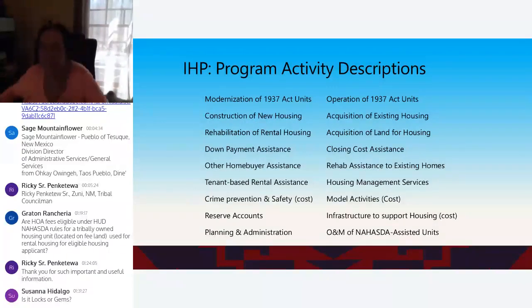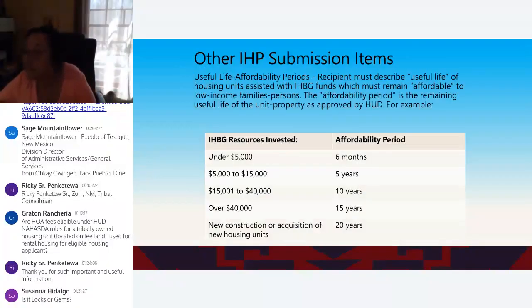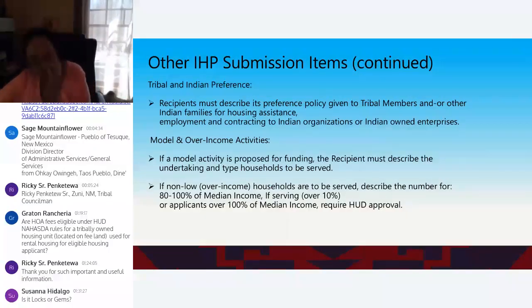like that. So these are the areas of program activity descriptions, model activities, crime prevention. We're going to use down payment assistance, acquisition of land for housing, things like that. And then this will deal with, it's in your IHP, what you base your useful life agreement on, okay? Your affordability period, your useful life period, it's in your IHP. But I will describe that later in the week. So please come back. I'm sorry, you guys were so late.